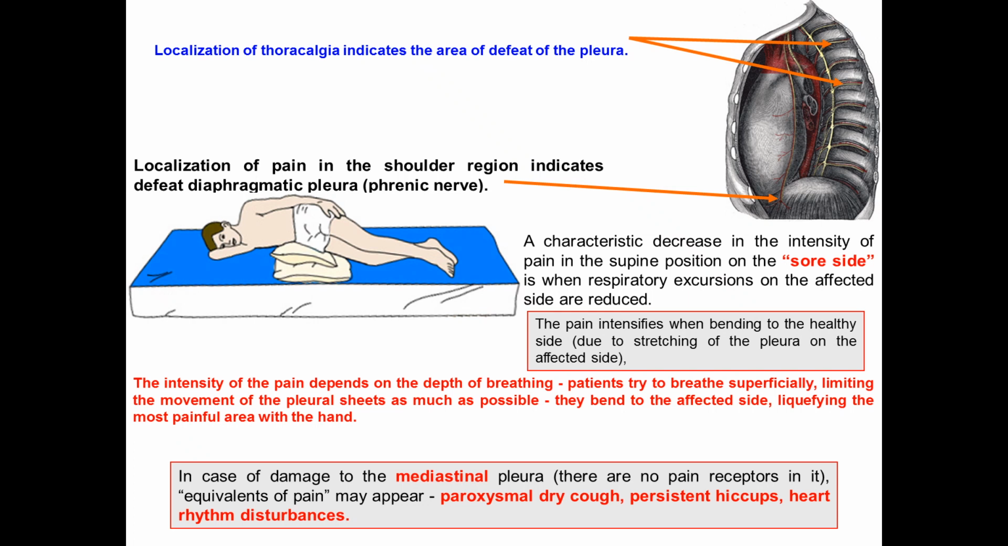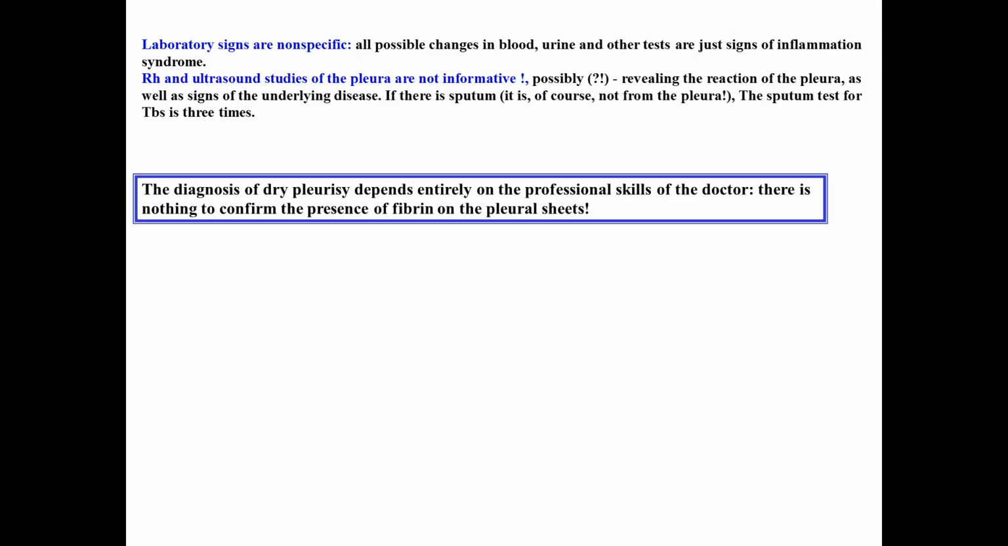Also, in case of damage to the mediastinal pleura, there are no pain receptors in it, you remember, and in the case of mediastinal pleura damage, you can only find an equivalent of pain. Paroxysmal dry cough, persistent hiccups may appear, sometimes heart rhythm disturbances like arrhythmias, or paroxysmal tachycardias or extrasystoles may develop.